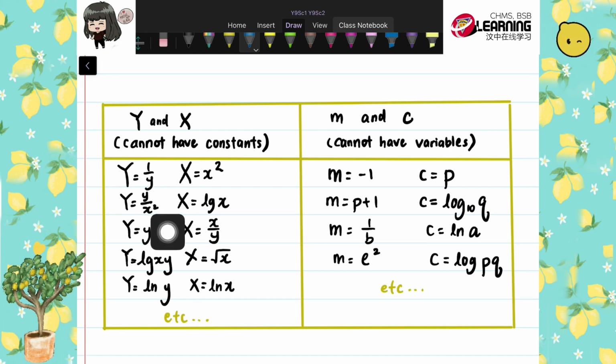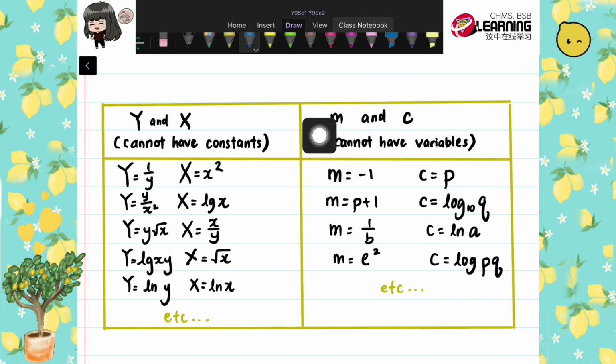So your y can have x. And your x is equal to x over y. So your x can have y also. Your y equals y over square root of x. Big Y also can be log xy. You see, can have x and y, but cannot have constant. Can also have square root, and also can have exponential, ln y and ln x.